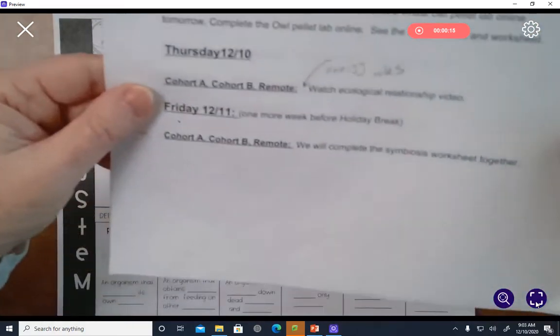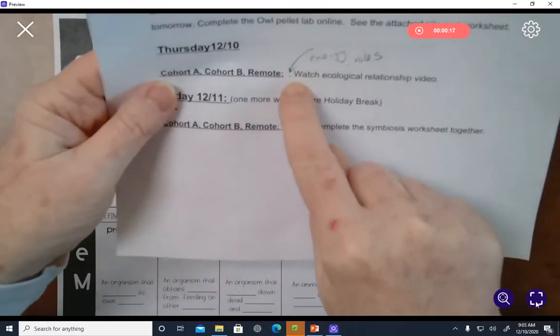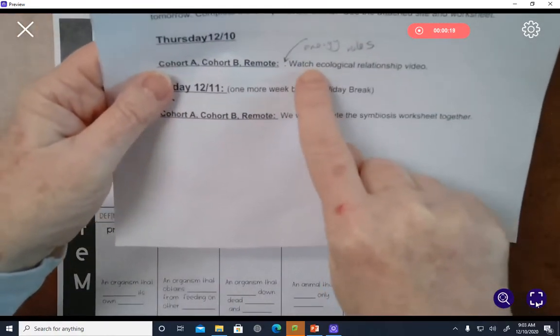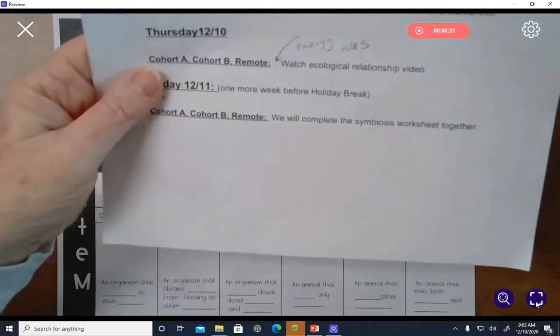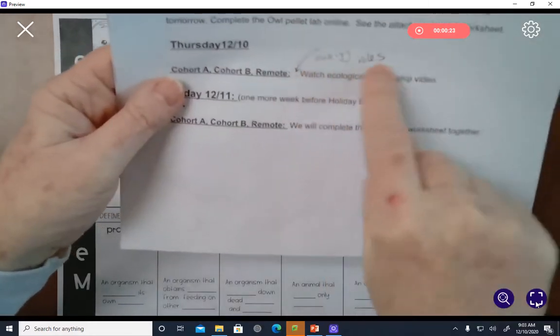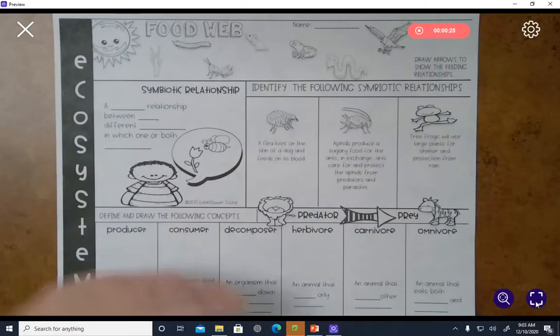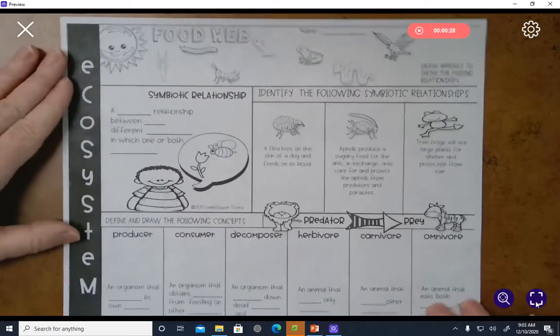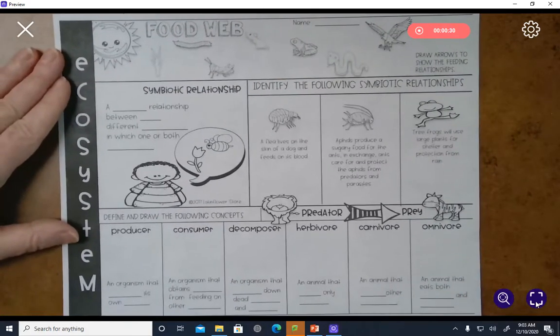I'm taking a look at our lesson plans, and today we're going to watch a little ecological relationship video that will be attached. But right now we're going to do our energy roles worksheet, and this will be attached too for you to do right along with me.